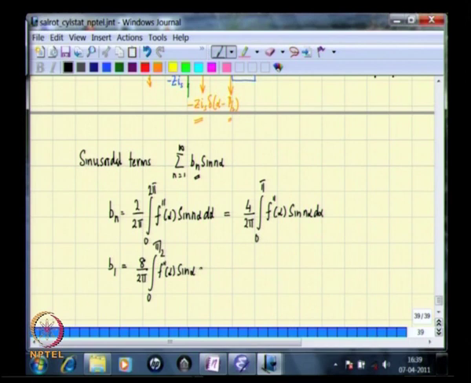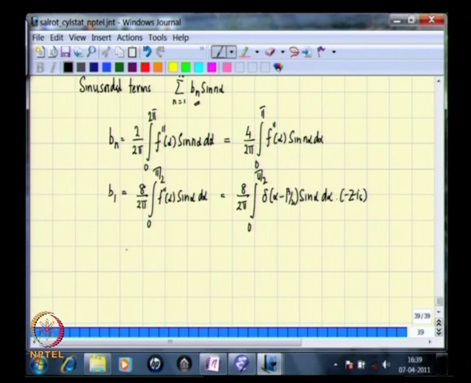sine alpha d alpha, and this f double dash of alpha is an impulse function which occurs at beta by 2, and therefore one can write this as 0 to 2 pi, 0 to pi by 2 delta of alpha minus beta by 2 into sine alpha d alpha multiplied by minus ZIS, and therefore we get minus 8 ZIS by 2 pi into sine of beta by 2 is the B1 term.